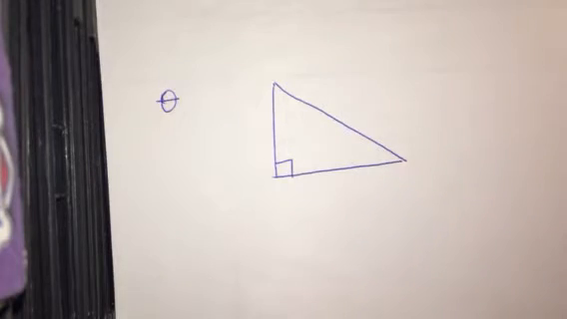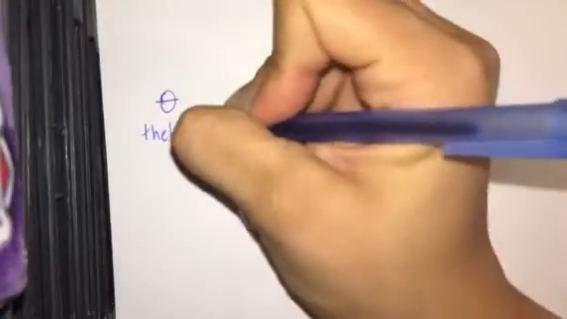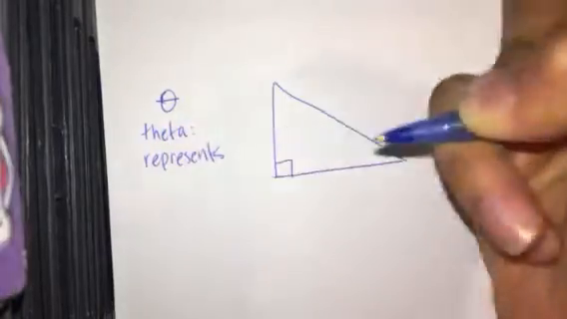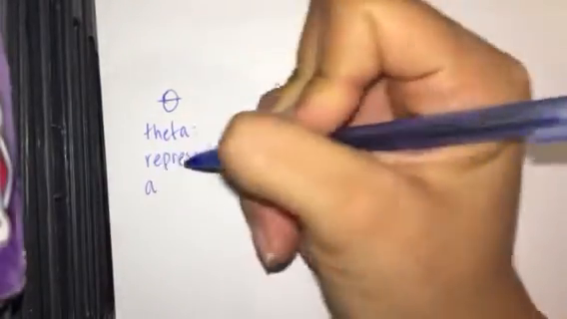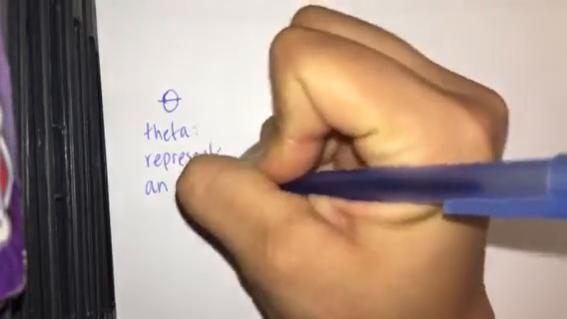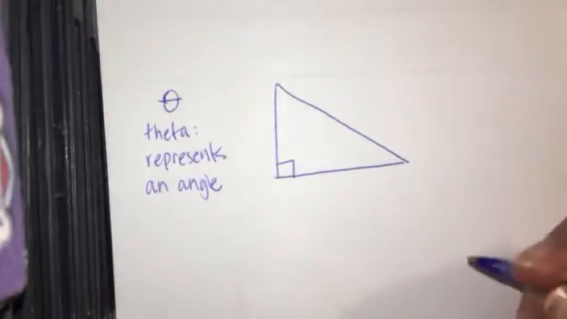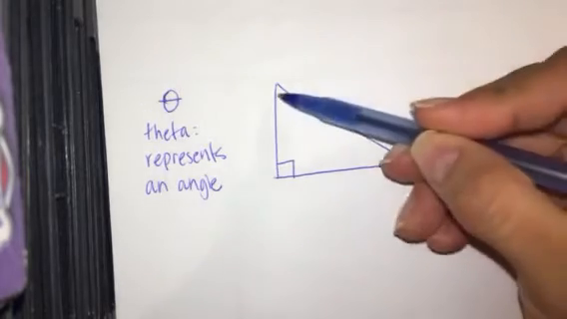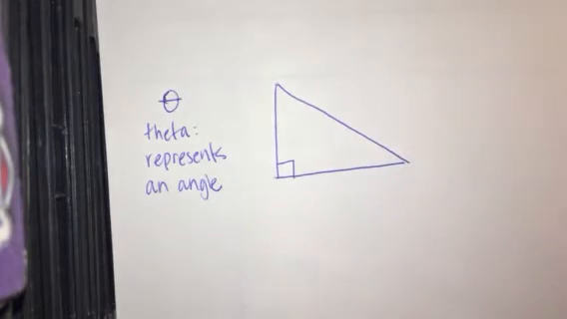Okay, now theta, and again it's spelled T-H-E-T-A, and it just represents a given angle, or just an angle. Okay, so I don't necessarily have to know the measurement, but I'm using theta. It's almost like a variable to represent one of the angles here.